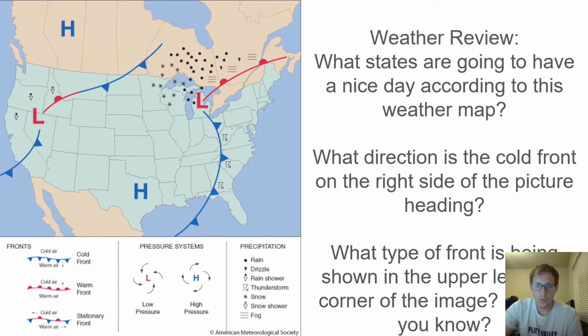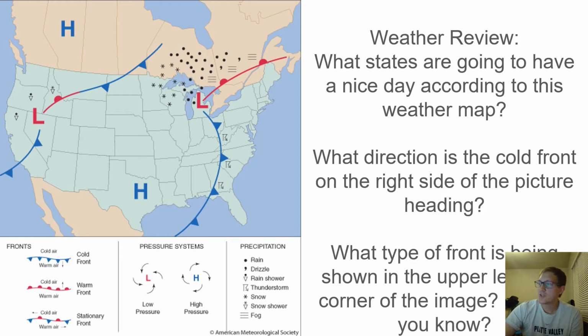What direction is the cold front on the right side of the picture heading? Let me find the cold front. Okay, so that's this blue one right here, cutting across Florida and the Carolinas and Ohio and that sort of thing. Which way is that one going to be moving? Well, because of where we are, remember that weather always travels from west to east. So it's going to be pushing out towards the Atlantic Ocean.